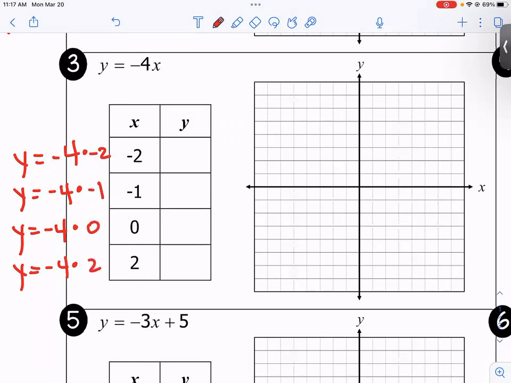Isn't it nice that you can figure out if you've done something wrong based off of your points? If they don't make a line, something's not right.